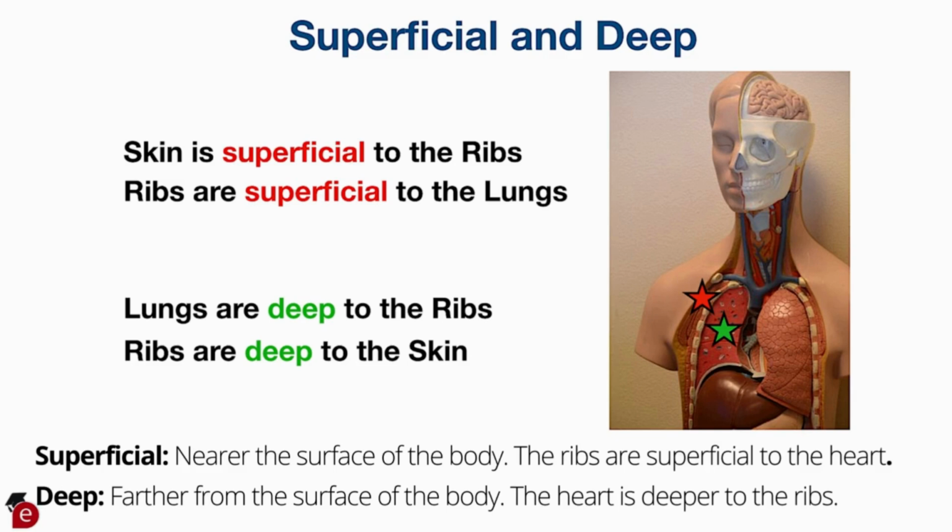Deep, on the other hand, is the inverse of the same. Deep means further from the surface of the body. A good example is the same again, the heart and the ribs. So you can say the heart is deeper to the ribs, meaning that the heart is far away from the surface of the body as compared to the ribs.